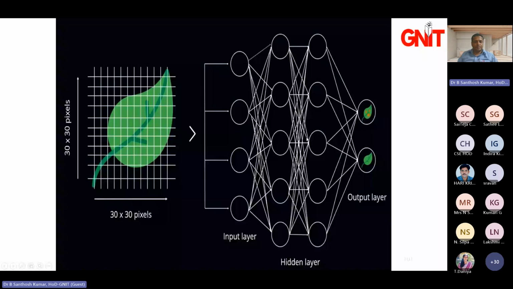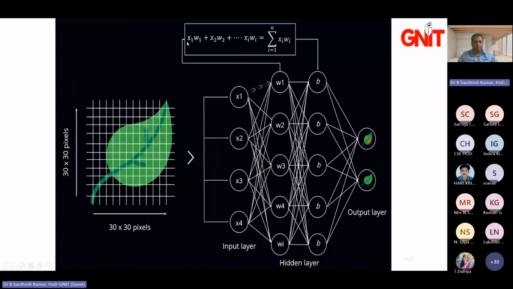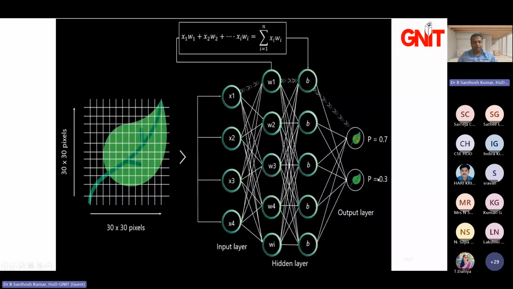Here the formula is given: x1 w1, it means the first pixel value multiplied by weighted value 1. Then according to how many layers and how many inputs there are, finally we have to sum all the values. Now it is predicted that the p value equals 0.7, class A value equals 0.7, class B value equals 0.3, but it is wrong. Then again I have to go for back propagation.